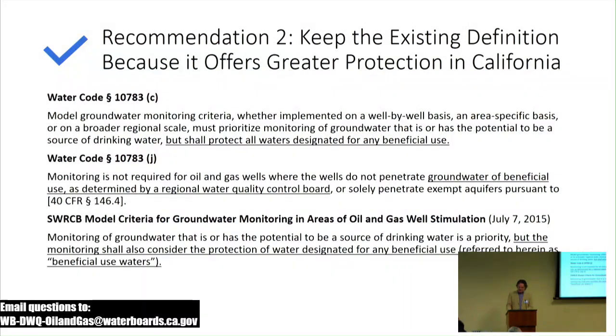One key area where California has gone beyond the federal definition is extending protection not just to underground sources of drinking water, but to all beneficial uses. And these underlined portions from the water code or from the state board model criteria are all pointing to where it's extended beyond just drinking water to all beneficial uses. So that's why I say it goes further than the federal. And, in my opinion, this definition is good. It's workable for use in the SB4 groundwater monitoring program, and it should be retained without change.